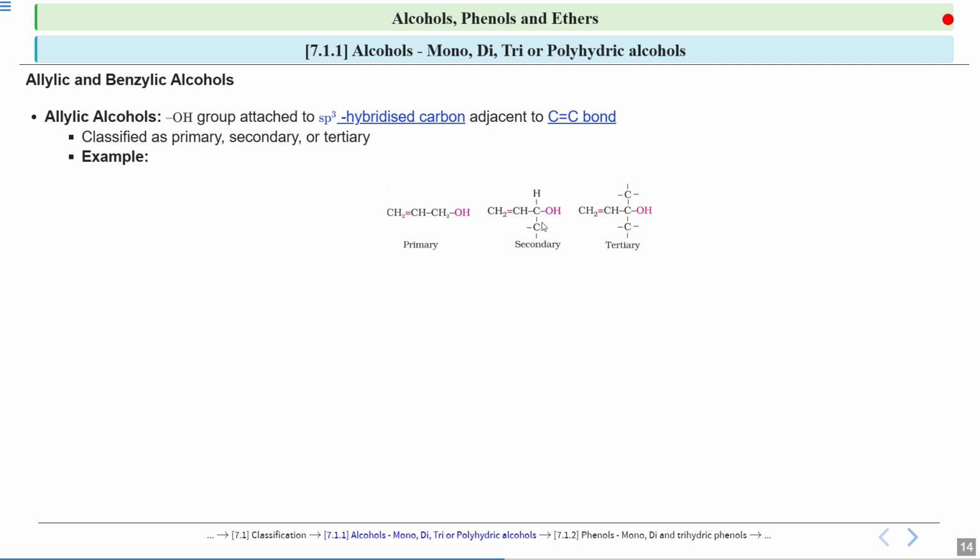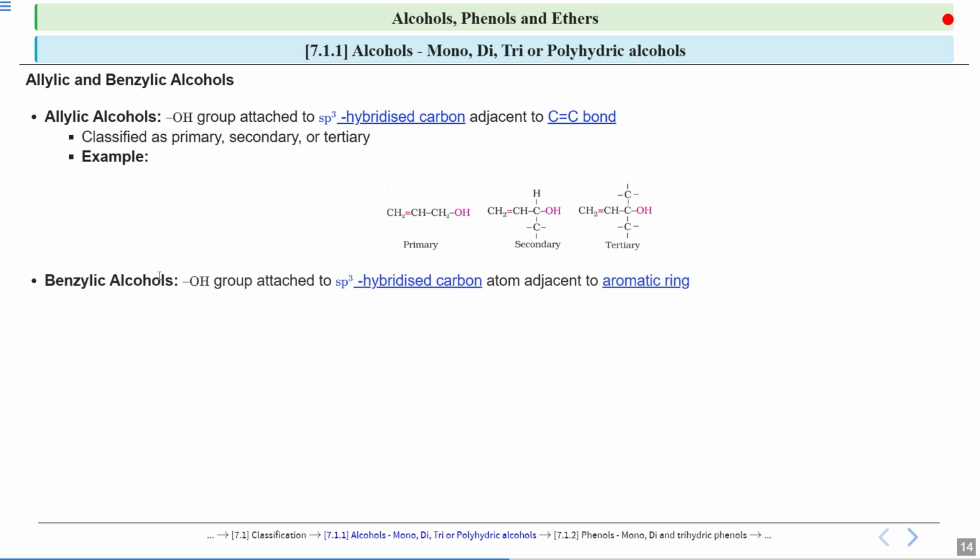Now this is a secondary allylic alcohol, because the hydroxyl group is attached to an sp3 hybridized carbon which is bonded to a double bonded carbon atom, and that carbon is attached to two other carbons. That's why this is a secondary allylic alcohol. Similarly, in tertiary allylic alcohols, the hydroxyl group is attached to an sp3 hybridized carbon atom which is attached to a double bonded carbon atom and three other carbons. So this is a tertiary allylic alcohol.